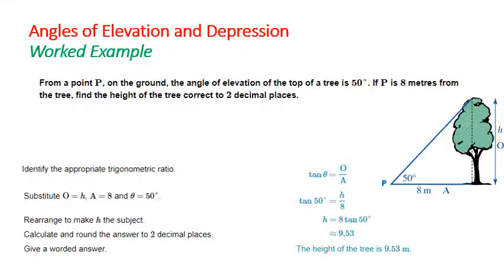So then we're in a position whereby we can perform some rearranging of the equation. To do that, we need to move the 8 across to the left-hand side, if you like. And then really what has occurred is that the whole left and right have been flipped around effectively, so that we end up with H equals 8 times tan 50 degrees. Putting that into the calculator and using our tan function, we find that H is equal to approximately 9.53 meters.